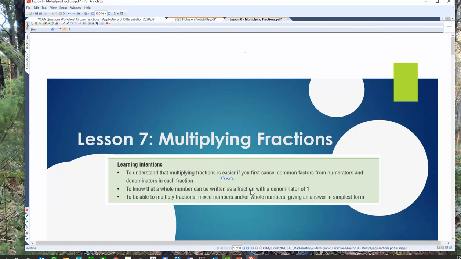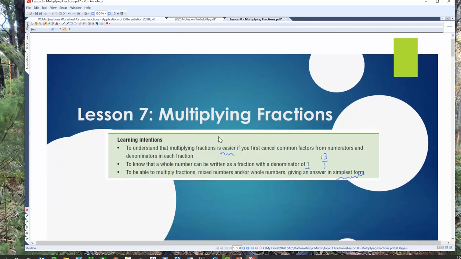To know that a whole number can be written as a fraction with a denominator of 1 is a very important thing. So any whole number can be rewritten as, for example, 13 over 1. You should be able to multiply fractions, mixed numbers and/or whole numbers, giving the answer in its simplest form. So without further ado, let's get stuck into it.